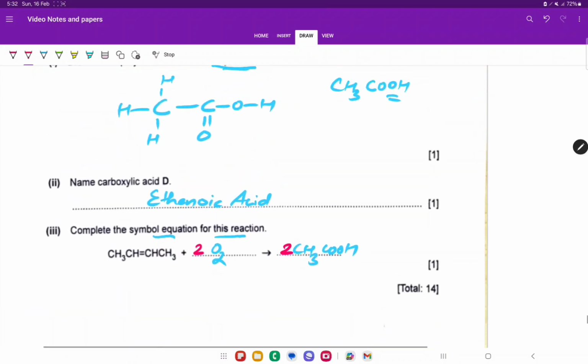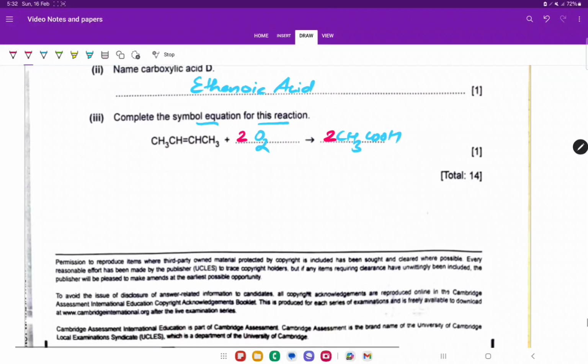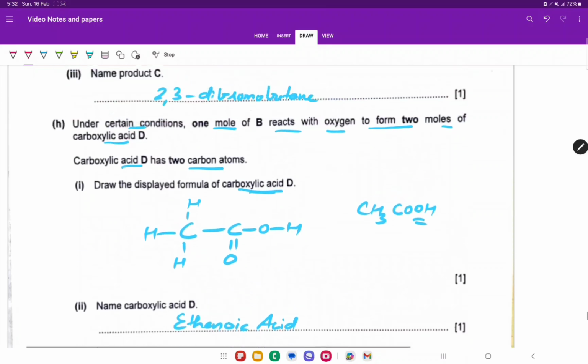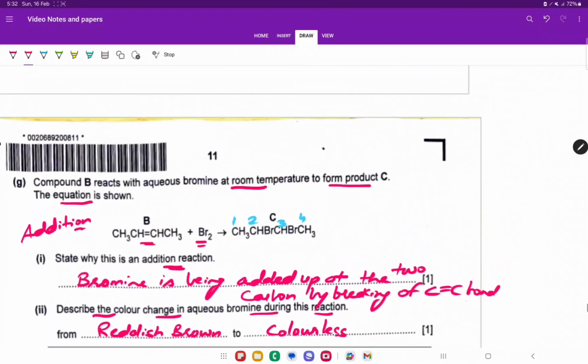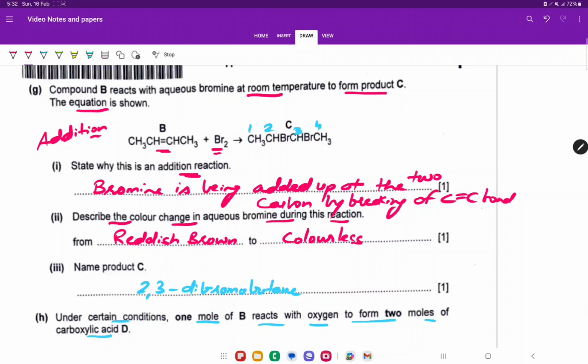Okay, in this way we have completed this paper, and as per discussion with the teachers, this paper is not so tough. It is an easy paper. I hope most of you will score an A star in this paper. This is a very good paper, a very easy paper.